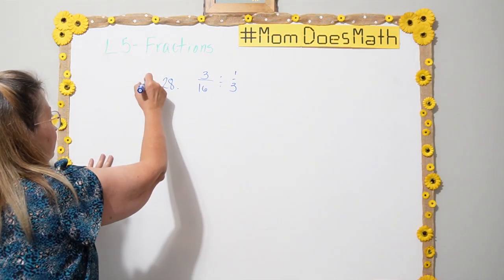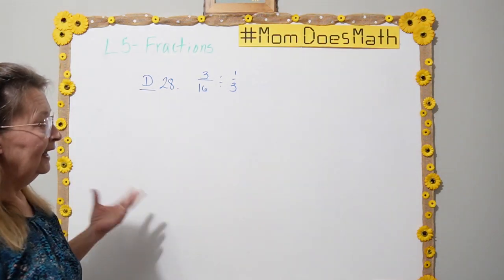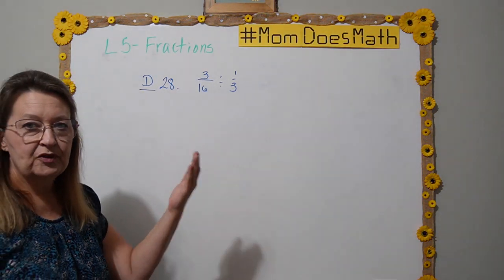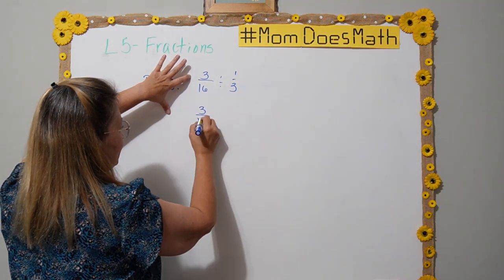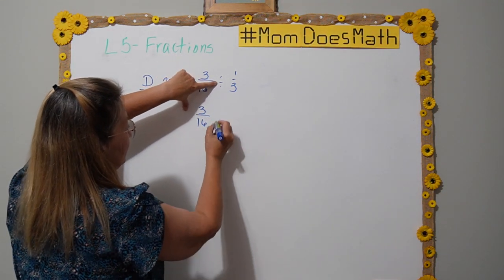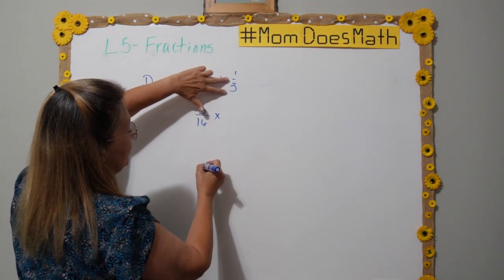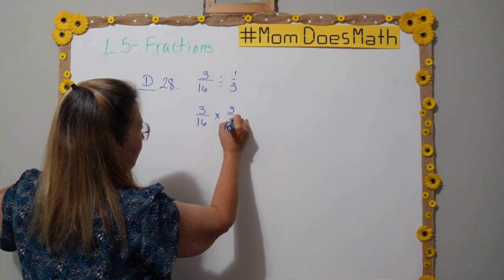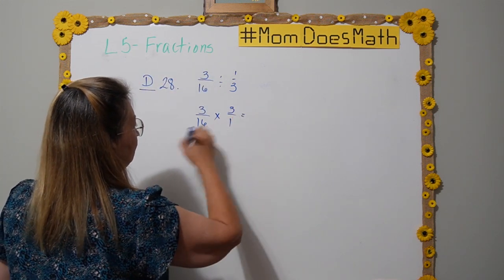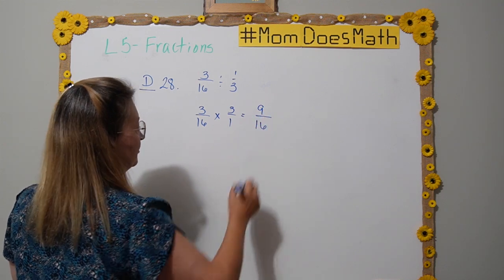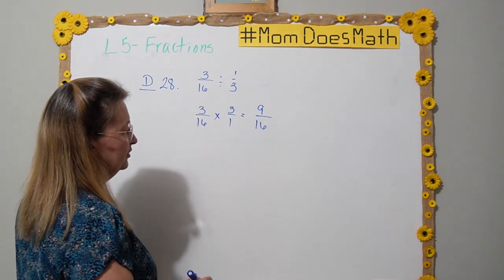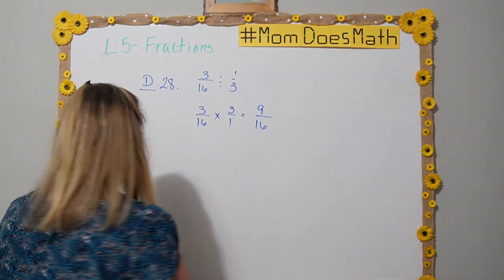We do have a division problem, so we're going to put a D. How do you divide fractions? You keep, change, flip. So we're going to keep 3/16 like it is. We're going to change division to multiplication, and then we're going to flip our last number. All right, multiplying straight across the top gives me 9. Straight across the bottom is 16. Nothing will reduce, so there's your final answer.